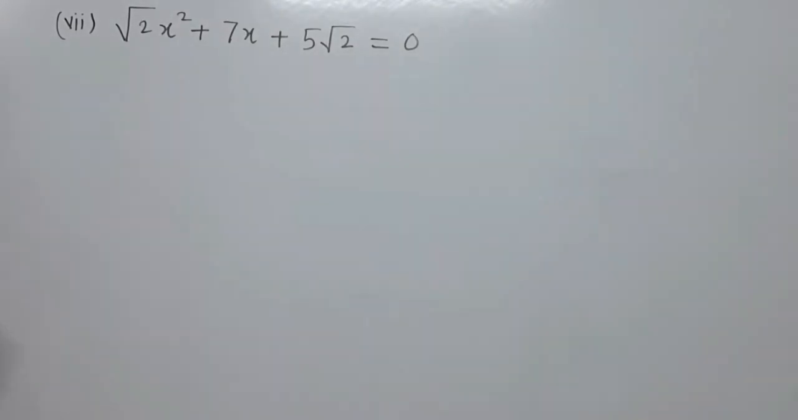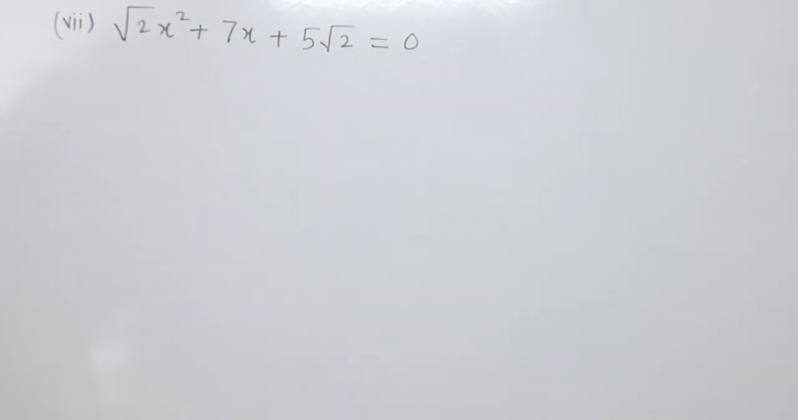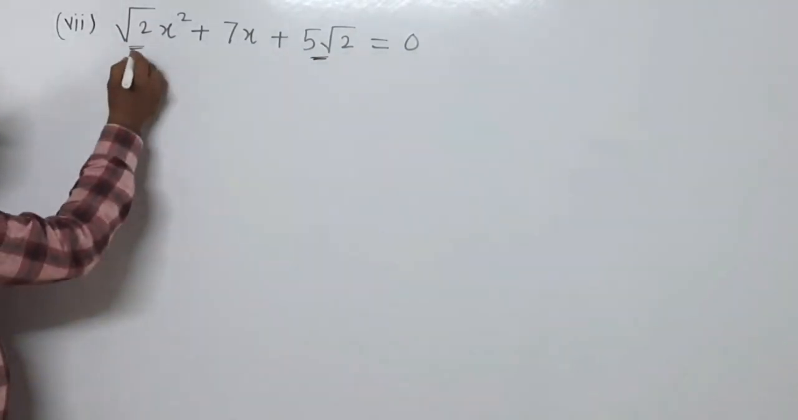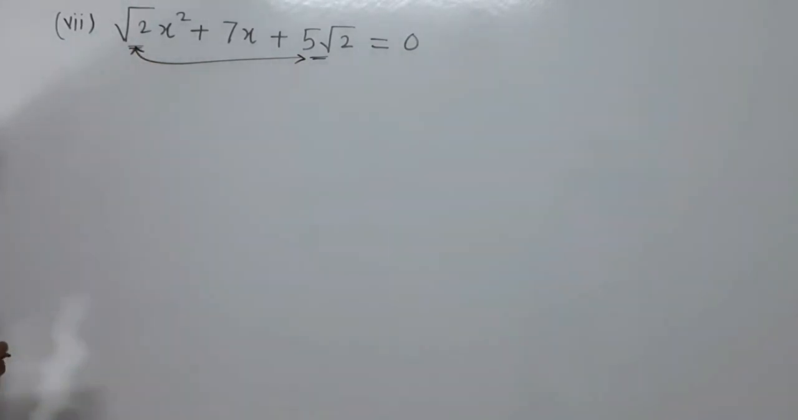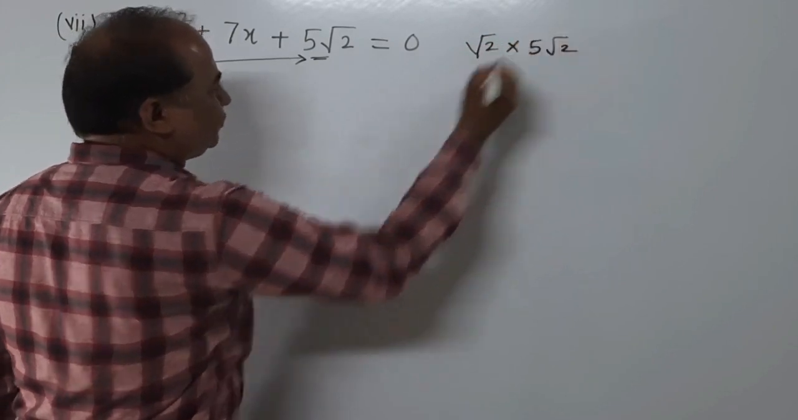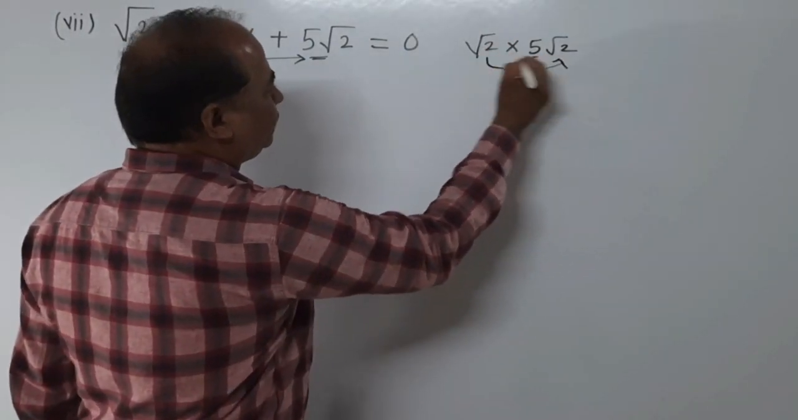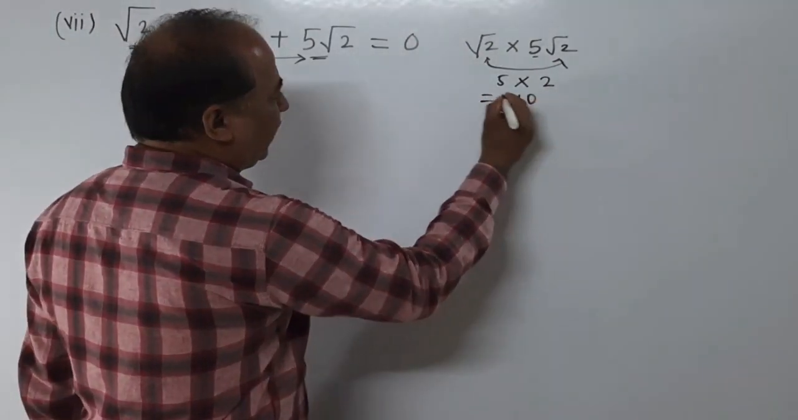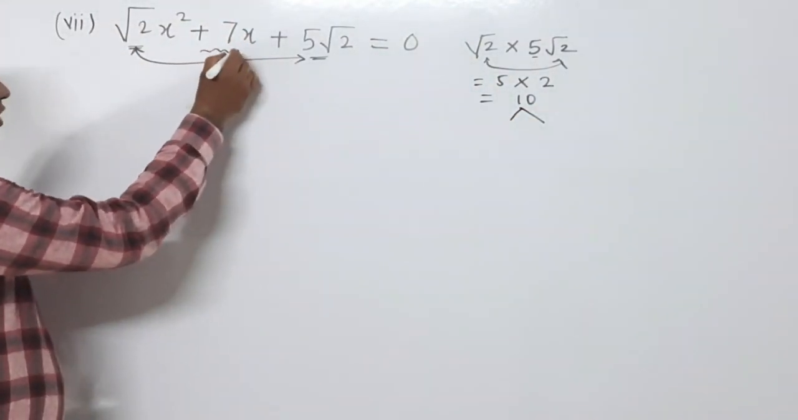Seventh example, root 2 x square plus 7x plus 5 root 2 is equal to 0. So here the coefficient of the quadratic term is other than 1, and to find the factors, we have to find the product of the coefficient of the first term and the last term. So here root 2 multiplied by 5 root 2. Now root 2 into root 2 is 2, and 5 2s are 10. So we need factors of 10 such that the middle term should be plus 7.